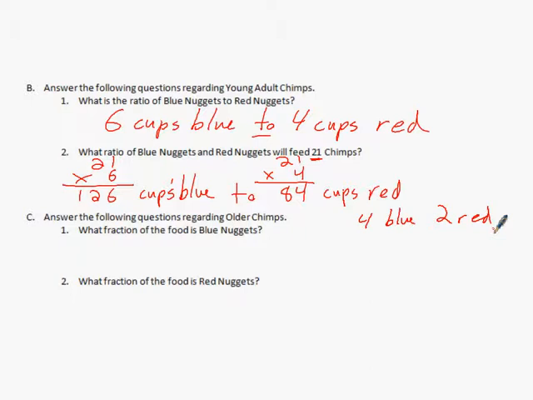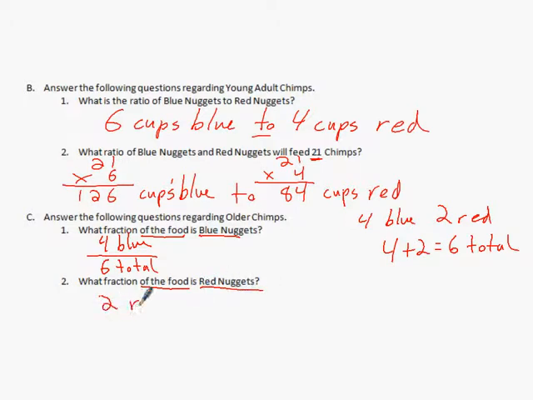Question is, what fraction of the food is blue nuggets? Notice it isn't saying anything about red. It's saying of the food is blue nuggets. So we know we have 4 blue, but when it says of the food, we need the total. So total is 4 plus 2 equals 6 total cups of food. So 4 blue cups of food out of 6 total cups of nuggets. Of the food means total, means it is part to whole. Once again, we have of the food is red nuggets, so that's just the opposite. 2 cups of red over 6 total. Once again, part to whole.